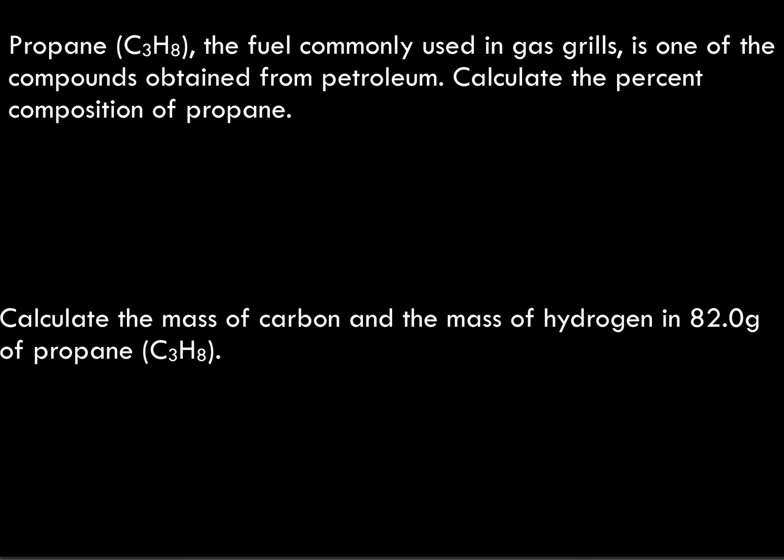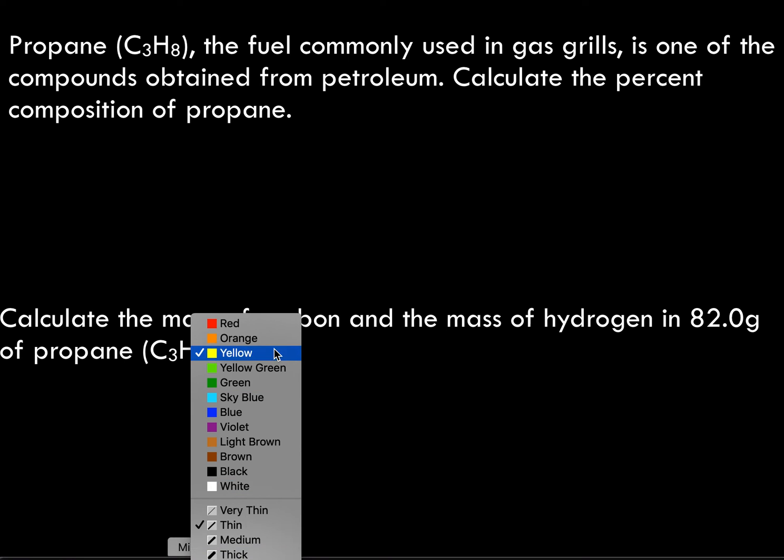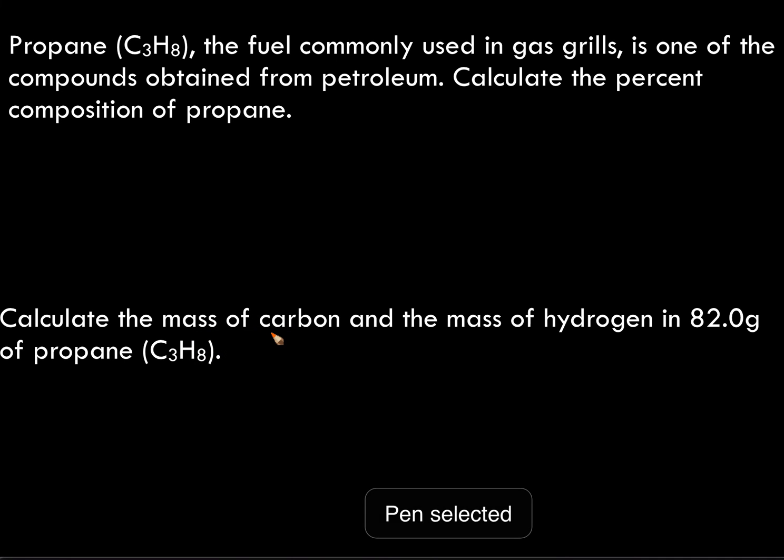Now we have two more examples here, and the first one says propane, which we talked about in video 1. It says C3H8, the fuel commonly used in gas grills, is one of the compounds obtained from petroleum. Calculate the percent composition of propane. So if a problem asks you for the percent composition of the whole molecule or ionic compound, you're going to do each individual percent composition for each element.